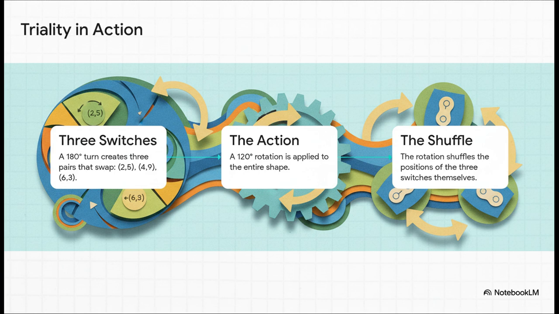If you look at step 1, turning the shape 180 degrees creates 3 pairs of numbers that swap places. Let's just think of them as 3 light switches. Switch 1, switch 2, and switch 3. Now look at the action.